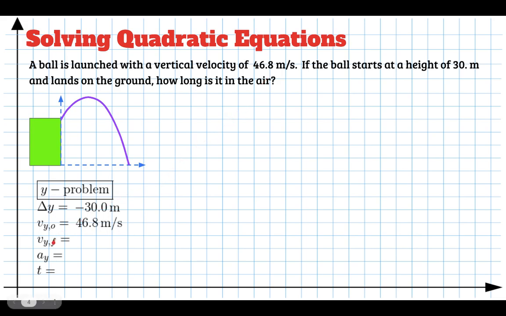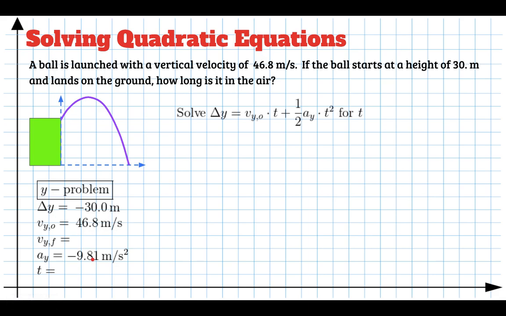We do not know how fast it's moving downwards when it gets down here, but we do know that the acceleration in the y direction is negative 9.81 meters per second squared. And that's all we have. So we're going to try to solve this equation for the time t. So our plan is going to be to solve this equation.